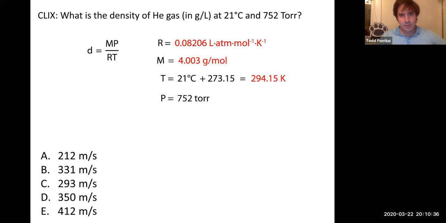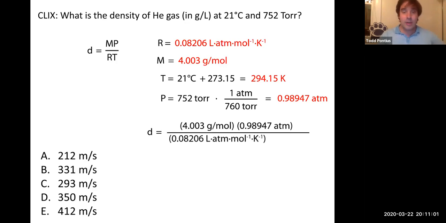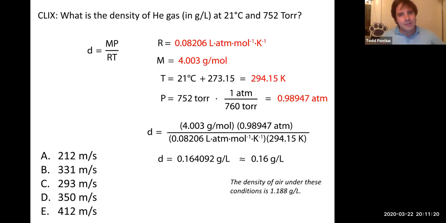So let's convert that to atmospheres so that our units align. It's about 0.98947 atmospheres. Okay, and that could be typical pressure at this elevation of Happy Valley, about 1,000 feet above sea level. So our density is going to be equal to our molar mass times the pressure, which is about 0.99 atmospheres, divided by R, 0.08206 liter atmospheres per mole Kelvin, times our absolute temperature, which is 294 Kelvin. When we do this and all of our units cancel out, we'll end up getting that the density is 0.164092 grams per liter. That's an excessive amount of units there. About 0.16 grams per liter.